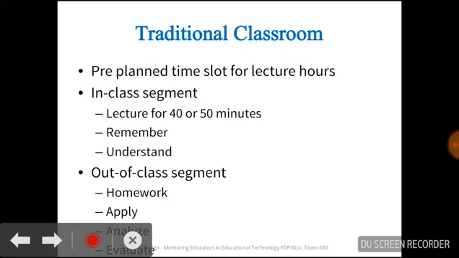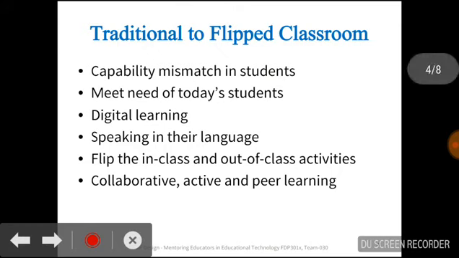Now we will see the reasons of why we are moving from traditional to flipped classroom. In the traditional classroom, the teacher cannot handle the capability mismatch in the students. The teacher has difficulty in choosing his or her pace of teaching to meet the need of a slow learner in the class as well as the fast learner in the class simultaneously.